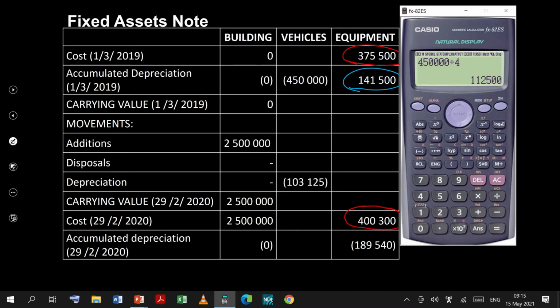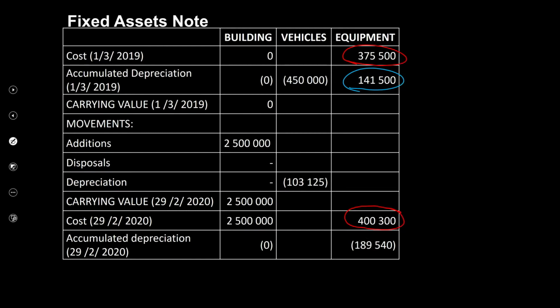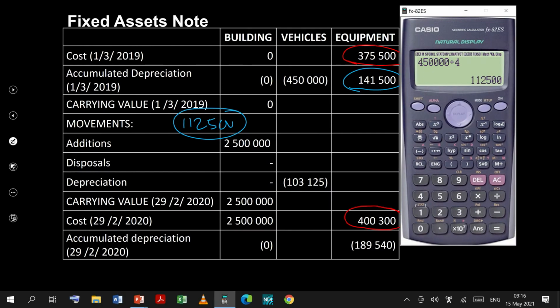Let's just write this figure down here. So we keep it aside, we're going to use it. It will be the 112,500, right? And then we take the cost price, which we said was 750,000 divided by 4, gave me a figure of 187,500 minus your 112,500. Clearly you can see it was 75,000, right? That was your carrying value.